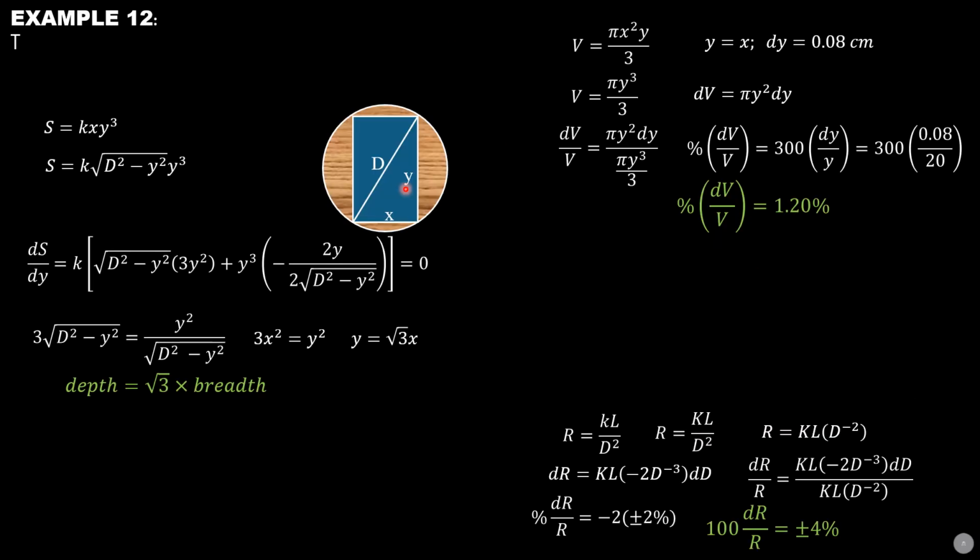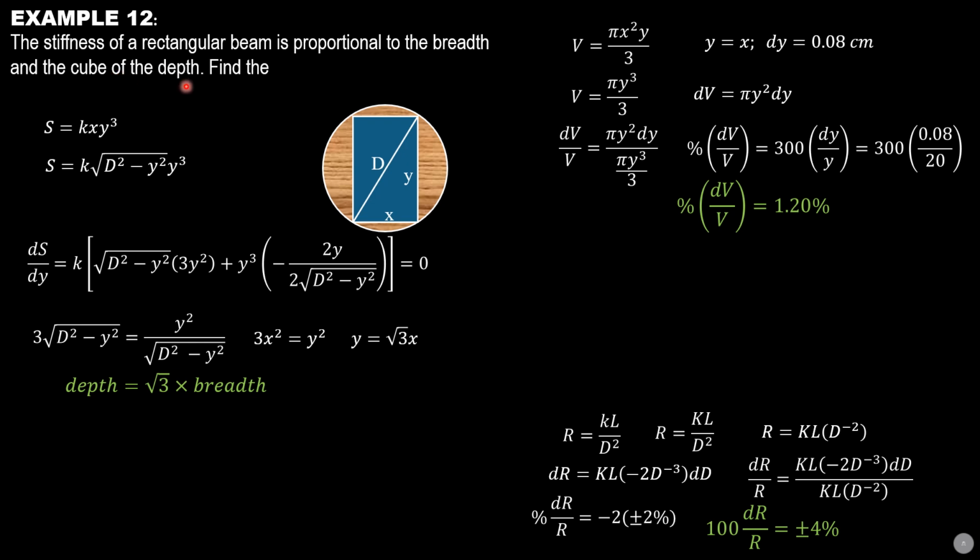Example 12. The stiffness of a rectangular beam is proportional to the breadth and the cube of the depth. Find the shape of the stiffest beam that can be cut from a log of given size. So the diameter of the log, that's the size, is given as capital D. That means that's constant. We will call the breadth of the beam x and the depth y.